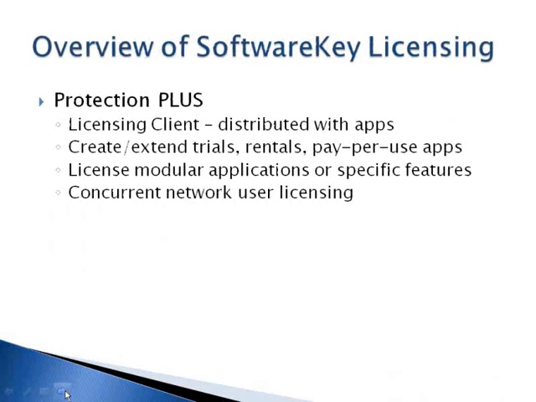Okay, there are 2 main components to the SoftwareKey system. Protection Plus is the licensing client which runs inside of your application on each customer's computer. You can create or extend trials, create applications that periodically expire, pay-per-use applications, etc. You can license modular applications or give each customer access to specific features. There are also network floating licensing features to enforce a maximum concurrent number of users.